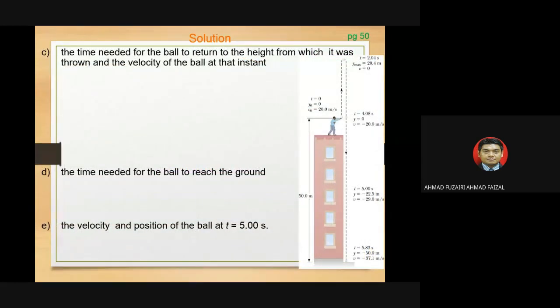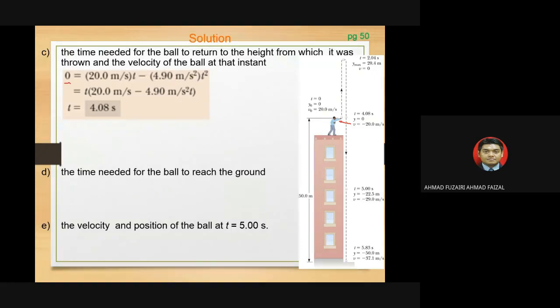Alright, now look at question C. The question asks to find the time needed for the ball to return to the height from which it was thrown, and the velocity of the ball at that instant. This means we need to find t here. Let's identify which equation to use. You can use the equation delta y equal to v0 t plus half a t squared. Delta y equal to 0, because at this original position, y minus the initial position equals 0. By calculating this, you can find t equal to 4.08 seconds.